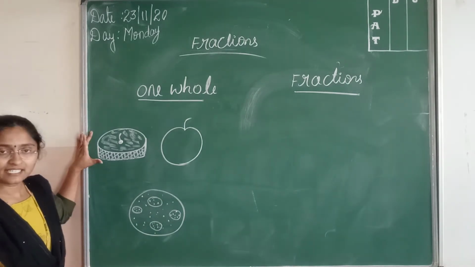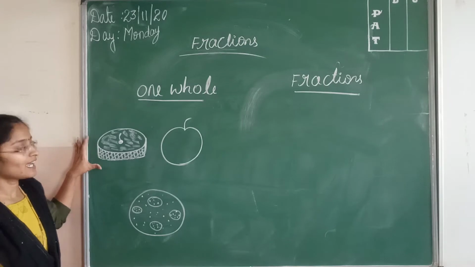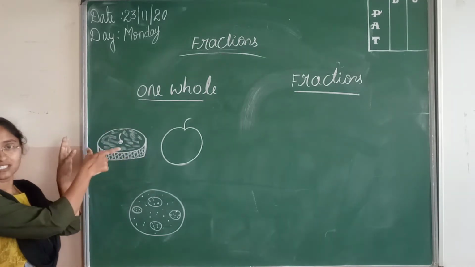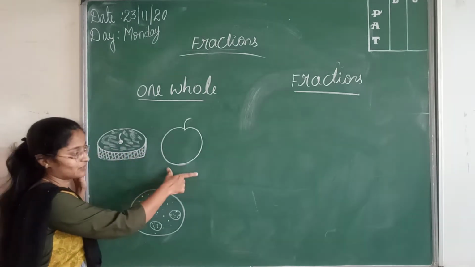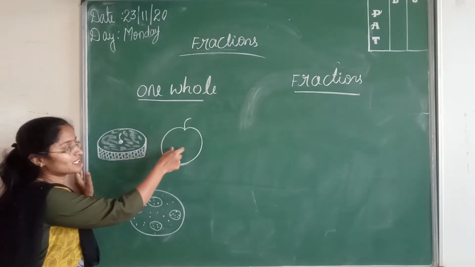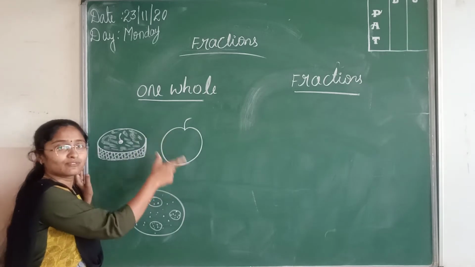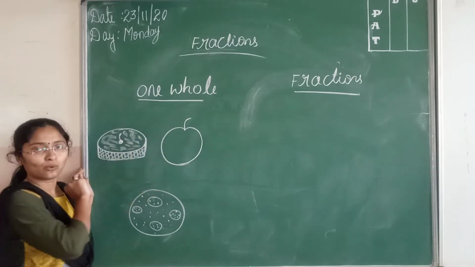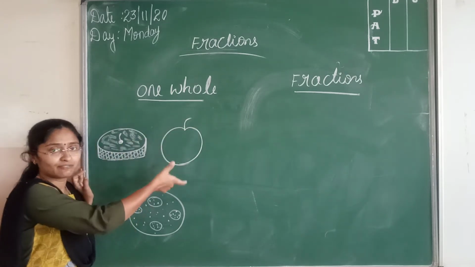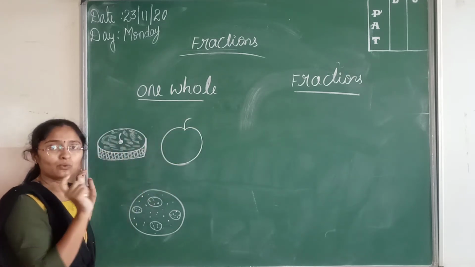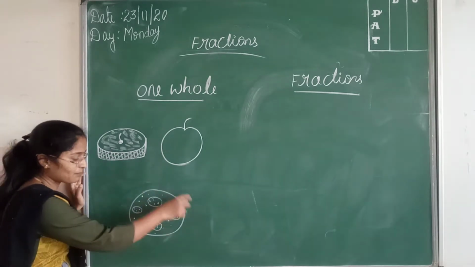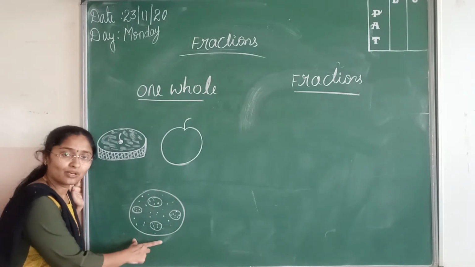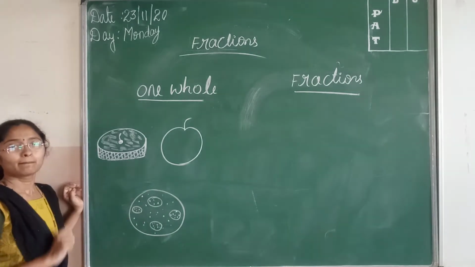A cake is there now. We did not cut this cake. It is as we bought it from the bakery and kept as it is, so it's one whole. And we have an apple here. We did not eat it and we did not cut it, so we call this one whole apple. If we cut it into two parts, then we will not call it one whole apple. And this pizza also we did not cut into any parts, so we call it one whole pizza.